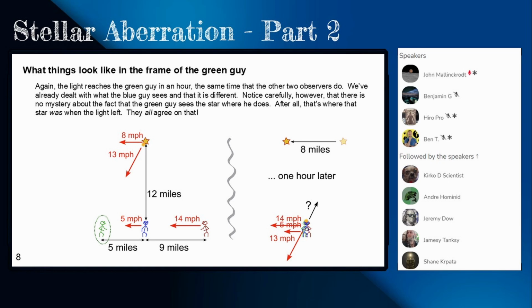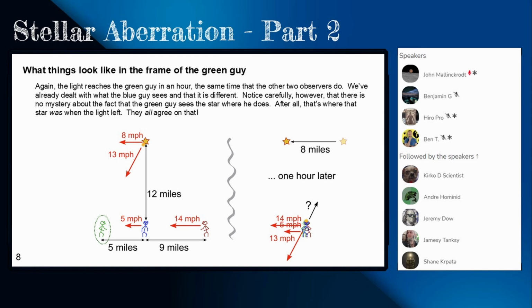But in this case, since we're looking at it from the green guy's point of view, the green guy sees the light coming from that direction and says, there was a star up there in the direction that that black arrow is pointing with the question mark on it. There's where the star was when it emitted the light. And indeed, that's where it was when it emitted the light. But now, of course, the star is 8 miles to the left of that because it's now moving at 8 miles per hour in his reference frame.